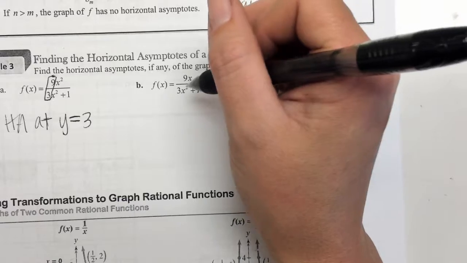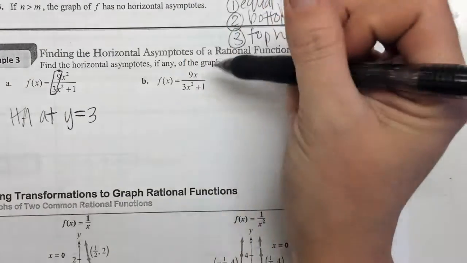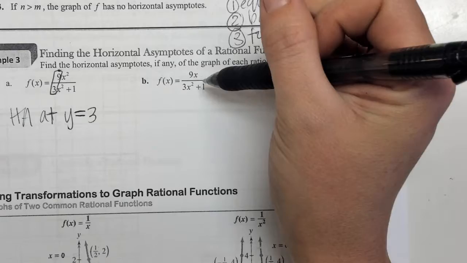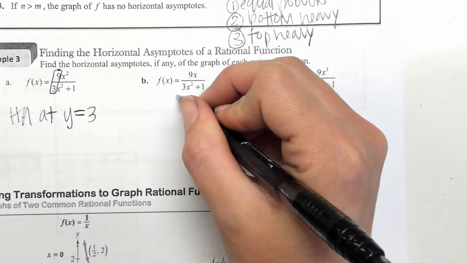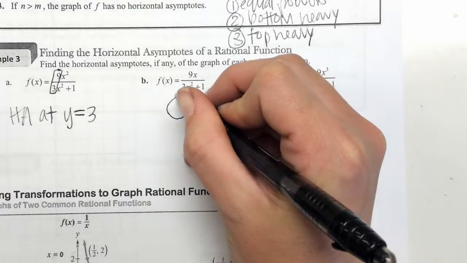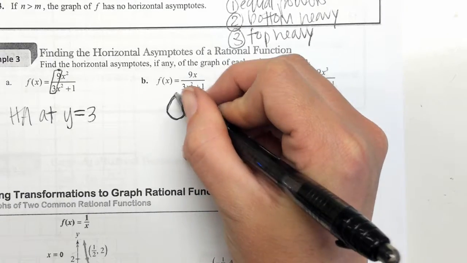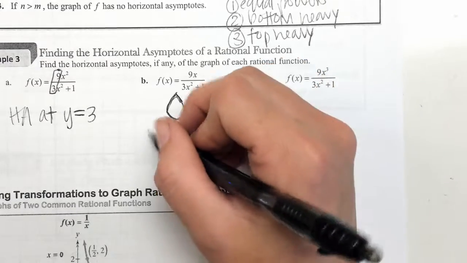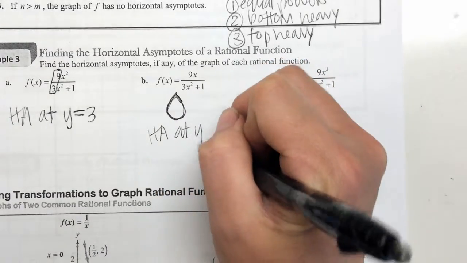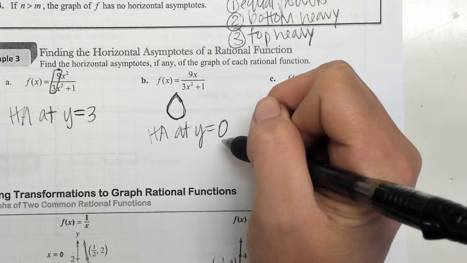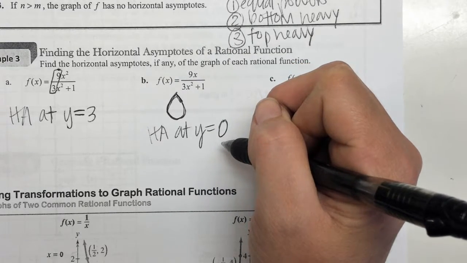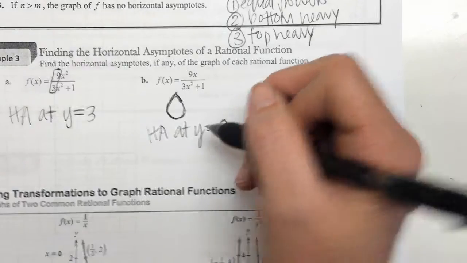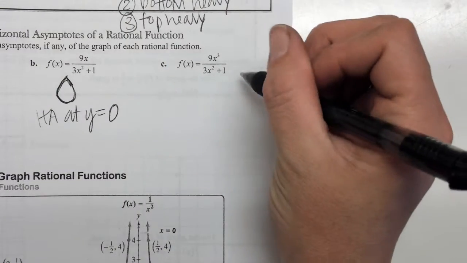Now this one, the highest power of the top is 1, the highest power of the bottom is 2, so it's bottom heavy. So when it's bottom heavy, think of 0. And I drew this 0 funny looking on purpose. I drew it to look bottom heavy. If it's bottom heavy, you'll have a horizontal asymptote at y equals 0. Alright, this one it's top heavy, you can see, because the highest exponent's up here, so this has no horizontal asymptote.